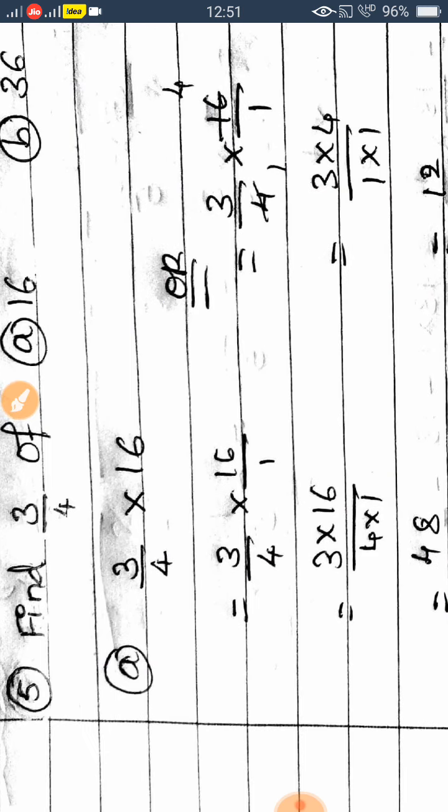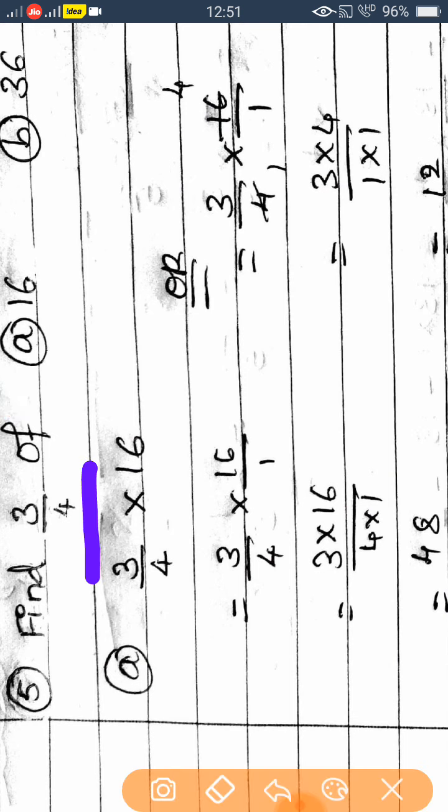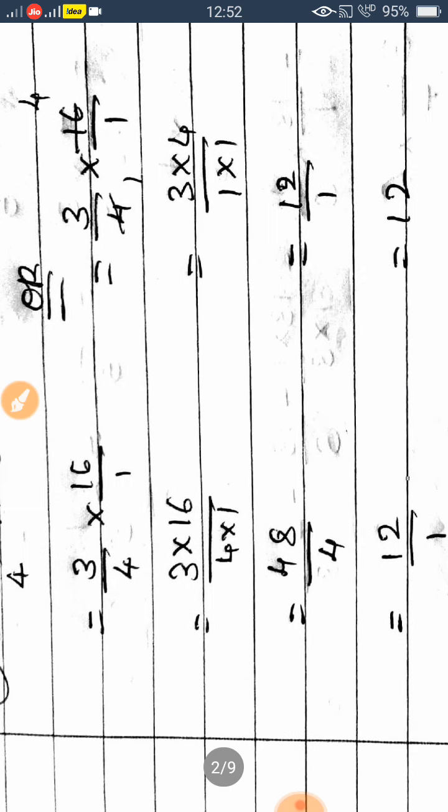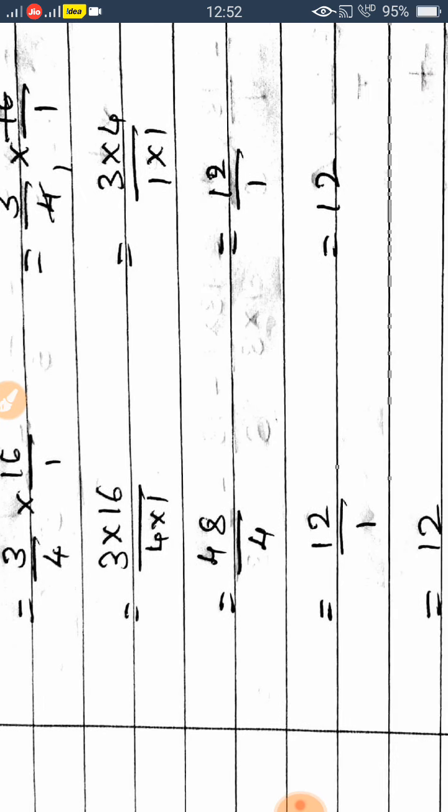So we have to multiply the numbers. 3 by 4 into 16. Just now I said we cannot write 16 by itself, so 16 by 1, numerator to numerator, denominator to denominator. So 3 into 16 is 48, 4 into 1 is 4. So then it is 48 by 4. If you divide it by 4, it gives 12 divided by 1. That is nothing but 12 itself.